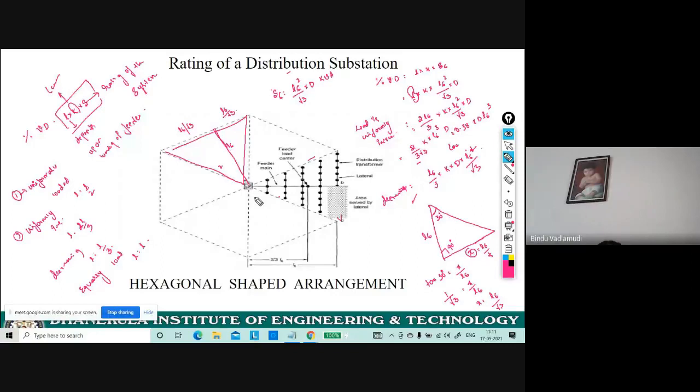Yes, ma'am. Please, all of you note down the expression. What is the area for the hexagonal arrangement? Area of the feeder A6 is equal to L6 square by root 3. Did all of you copy? Can I clear the screen?